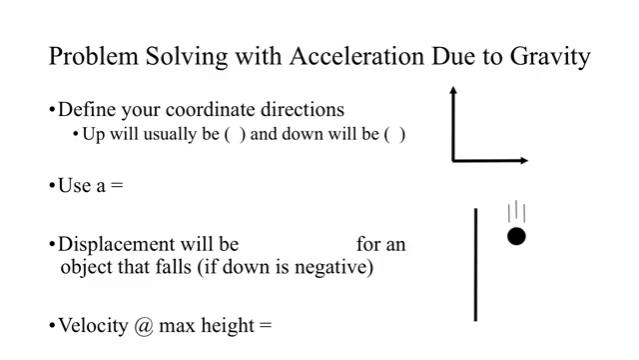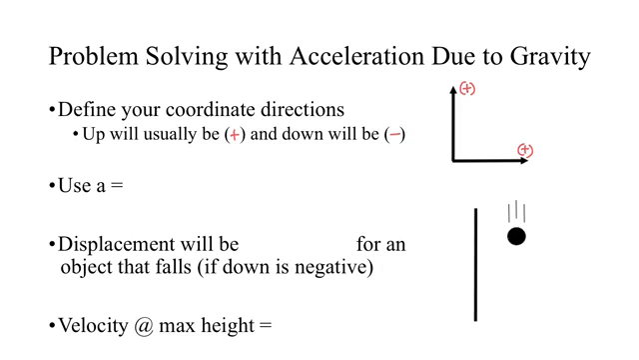All right, now when it comes time to solving problems using gravity, it's important to keep in mind a few things. The first is when you define your coordinate directions, we're going to call up positive most of the time, and then down negative, again, most of the time. So I would show that on my coordinate axis here with a positive up and a positive right, just in case that's relevant as well.